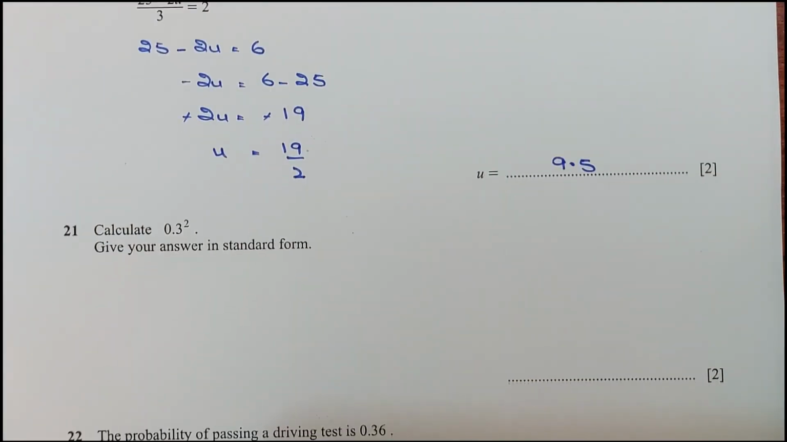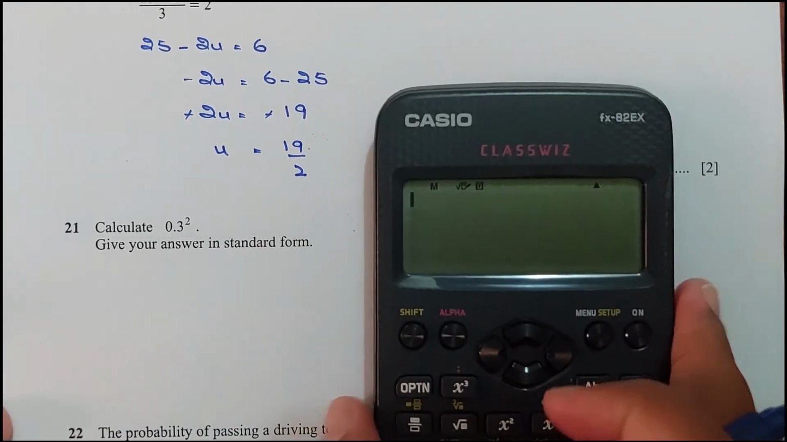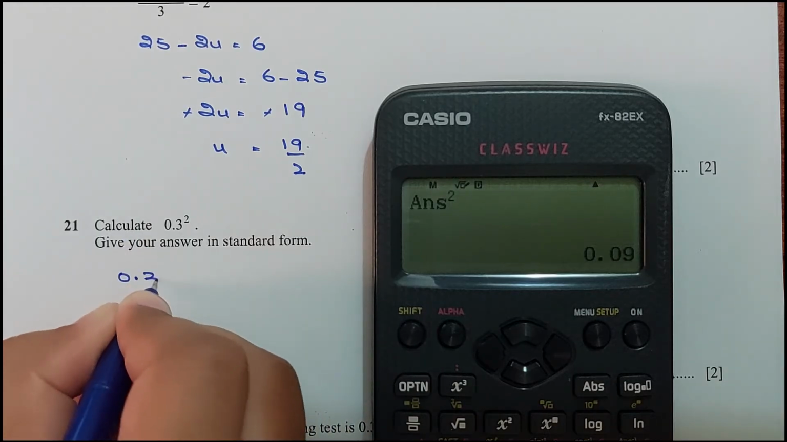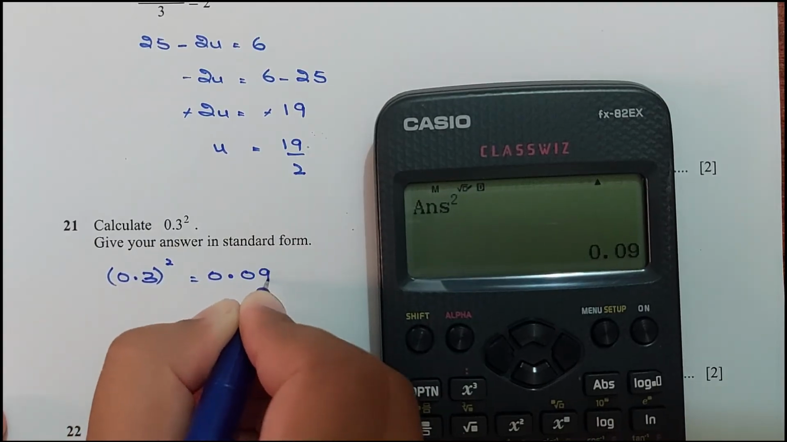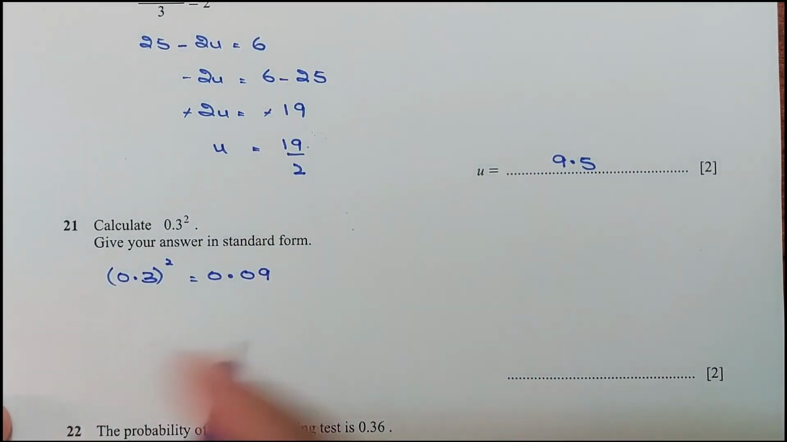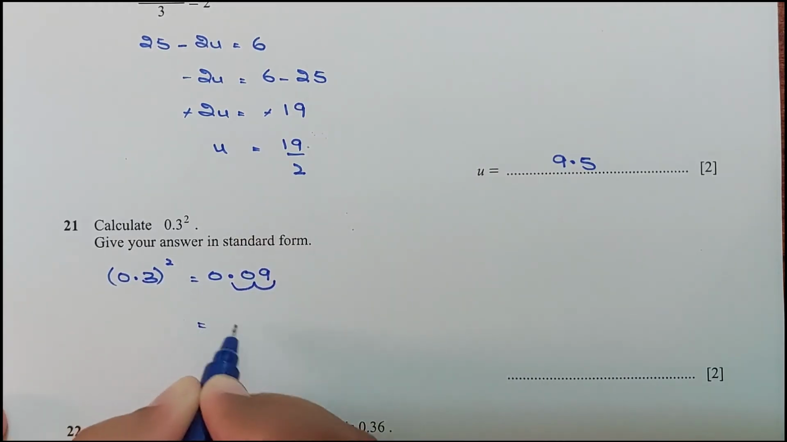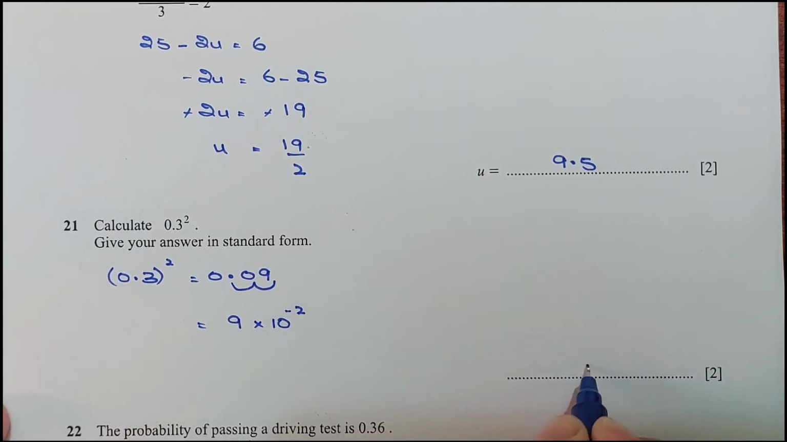Right. Now 21, calculate 0.3 squared. Give your answer in standard form. So 0.3 whole squared is equal to 0.09, and we have to convert it into standard form. So moving the decimal point 2 places to the right, this is 9 times 10 to the power negative 2.